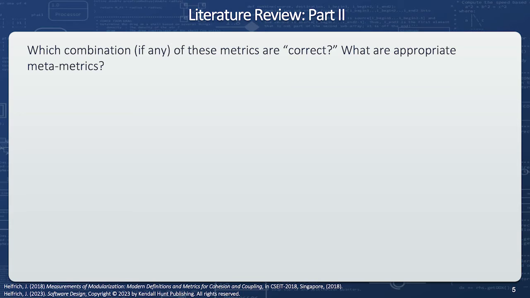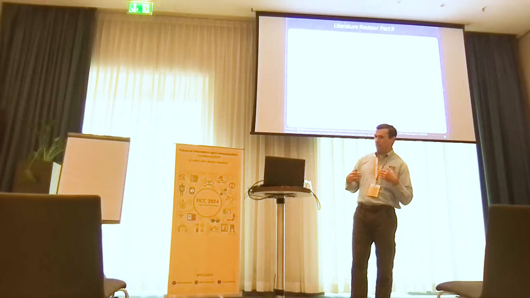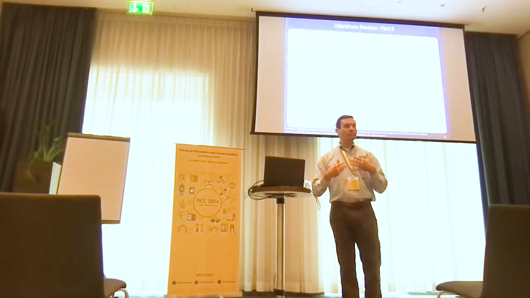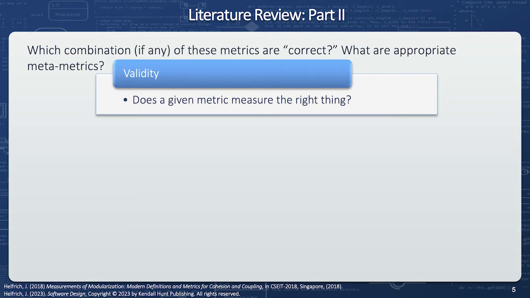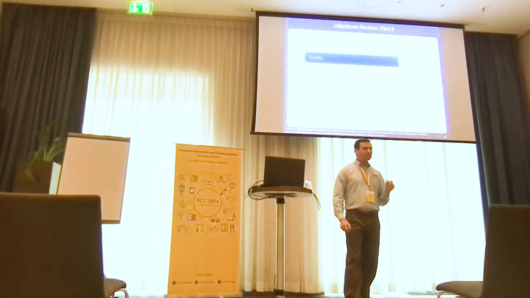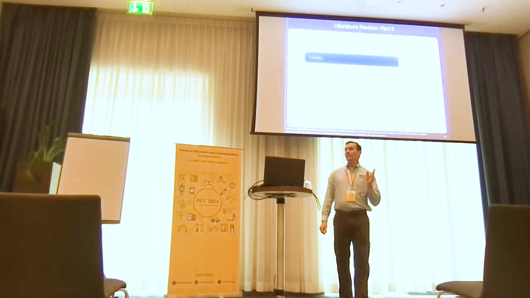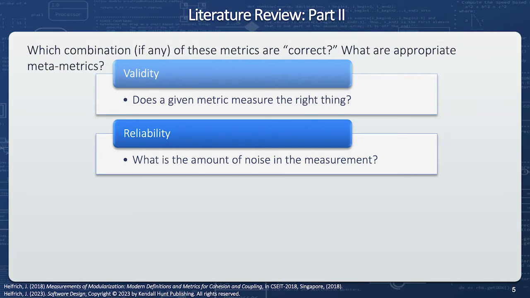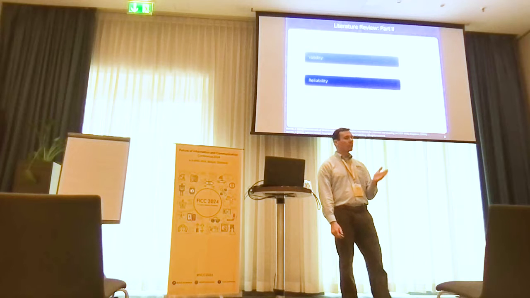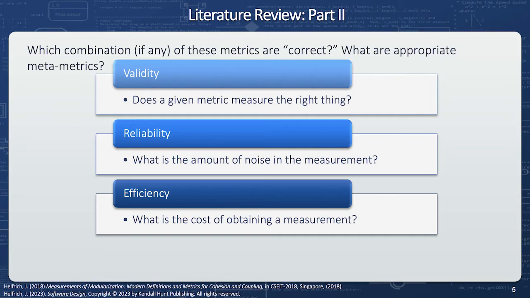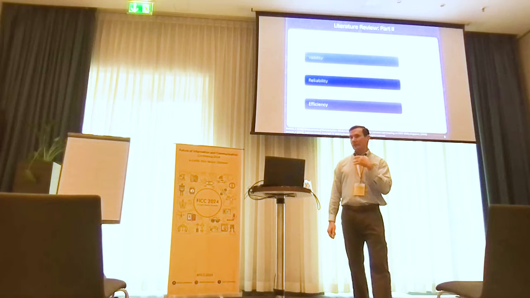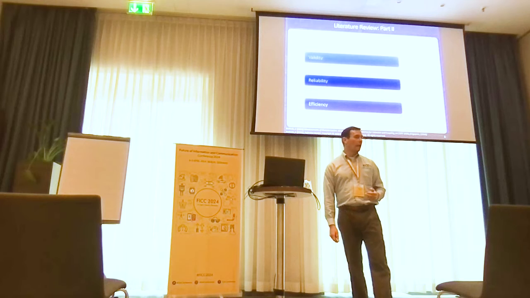It turns out there's a large body of research on this. Fortunately, the research agrees that there are three main aspects of metrics which we should look at. We call these metametrics. Every metric should have, number one, validity. In other words, it should be measuring the right thing. Number two, it should have reliability. There should be only a small amount of noise in the measurement. And number three, it should be efficient. Namely, it should be easy to gather data for the metric.